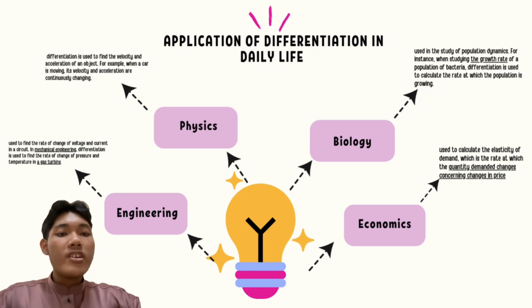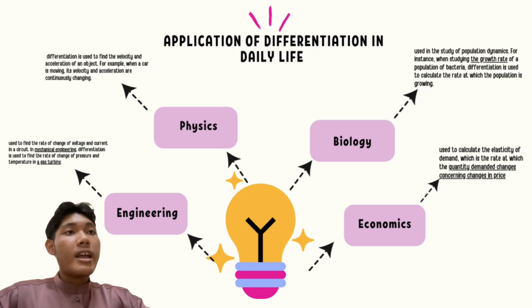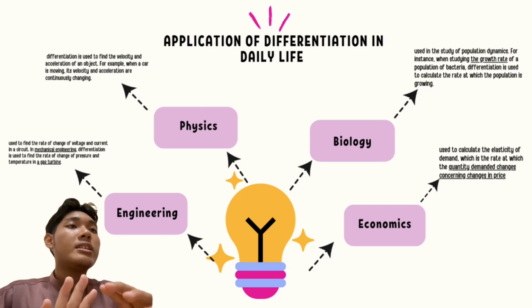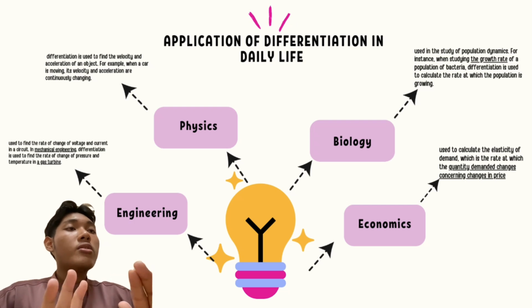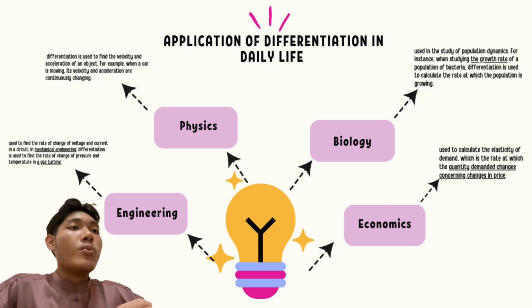So let's move on to the next industry, which is biology. In biology, differentiation is used in the study of population dynamics. For instance, when studying the growth rate of a population of bacteria, differentiation is used to calculate the rate at which the population is growing.